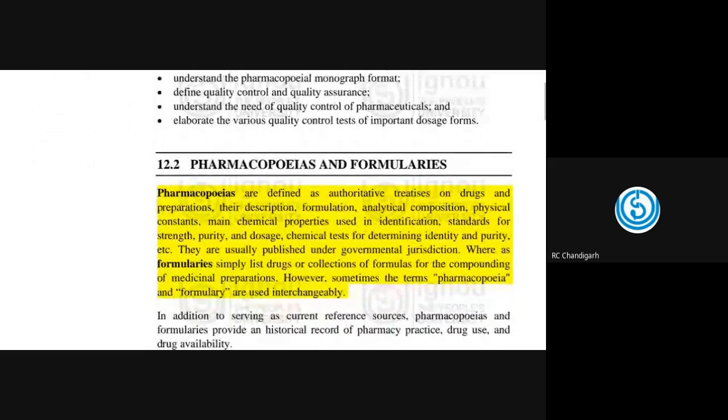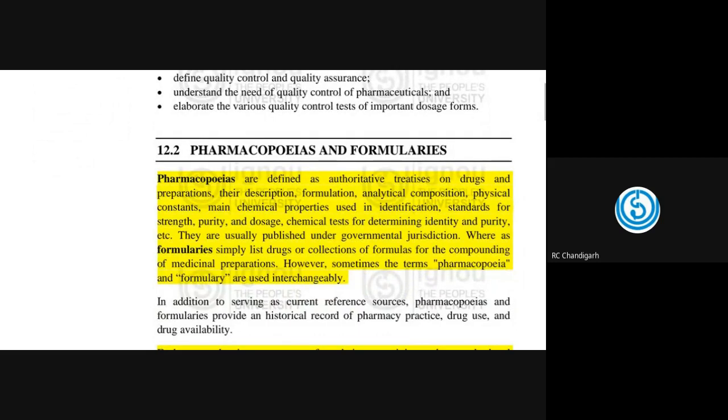Now, what are pharmacopoeias and formularies? These are the two terms which you should know. Pharmacopoeias are defined as authoritative treatises on drugs and preparations, their description, formulation, analytic composition, physical constants, main chemical properties used in identification, standards for strength, purity and dosage, chemical tests for determining identity and purity, etc. They are usually published under governmental jurisdiction. Whereas formularies simply list drugs or are a collection of formulas for the compounding of medicinal preparations.